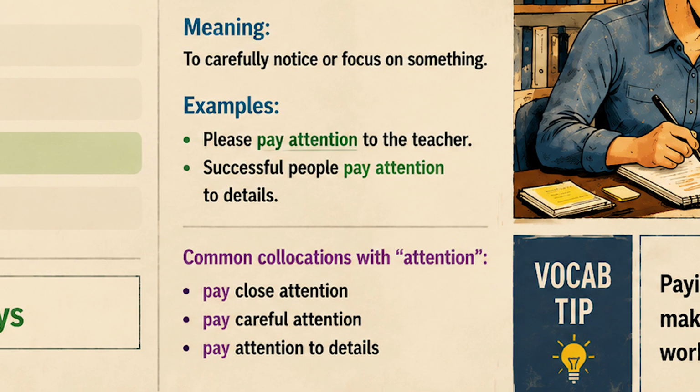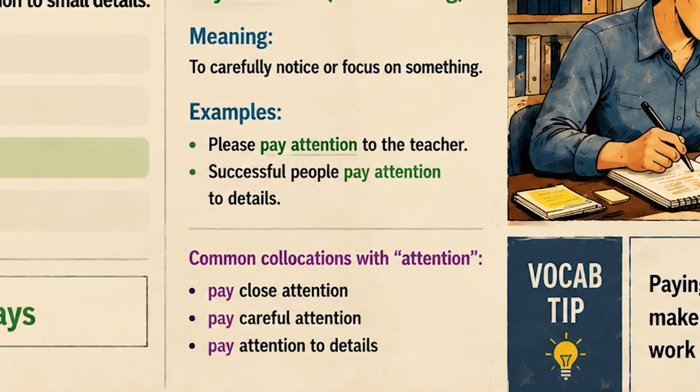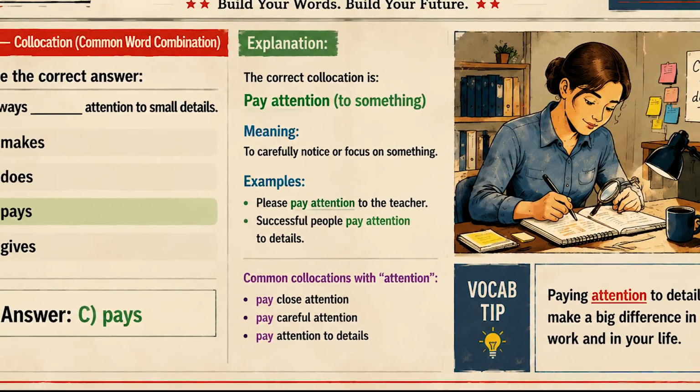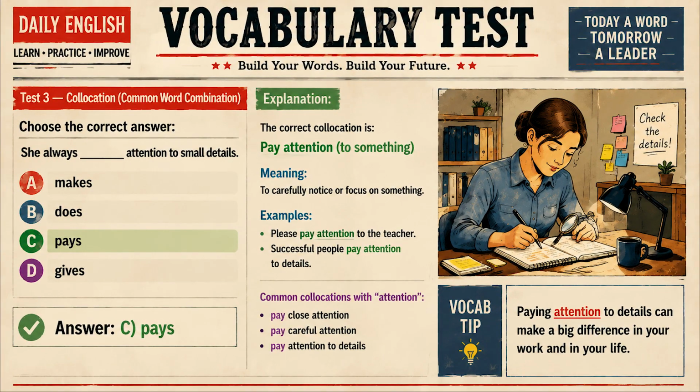You can also say, pay careful attention. You should pay careful attention to your pronunciation. Or pay attention to details. Good designers pay attention to details. It means they notice small important parts. So, remember this important collocation. Pay attention to something means focus on something or notice something carefully. So the correct sentence is, she always pays attention to small details. Let's move on.